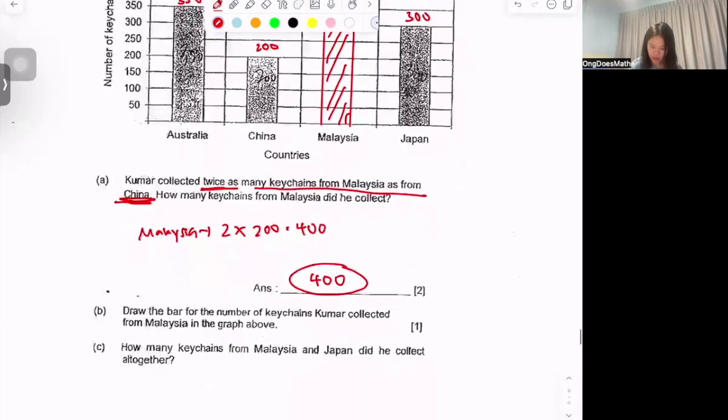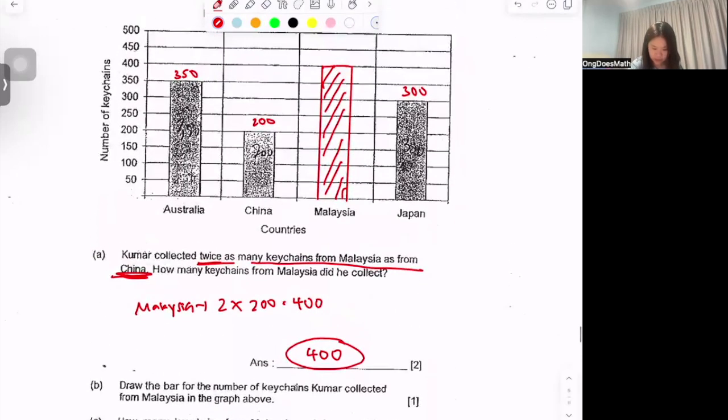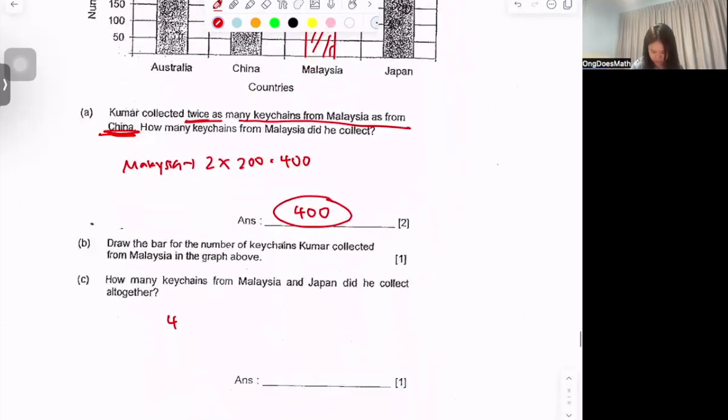Part C. How many keychains from Malaysia and Japan did he collect altogether? So Malaysia is 400. They want you to find Malaysia and Japan. So just add up Malaysia and Japan. And that will just be 400 plus 300. So this should give you 700.